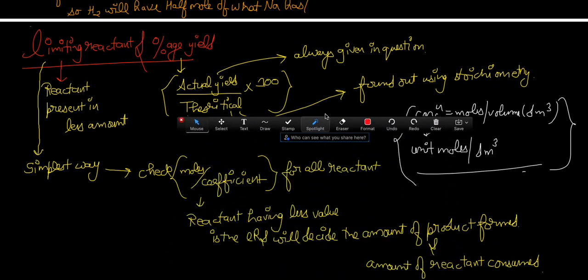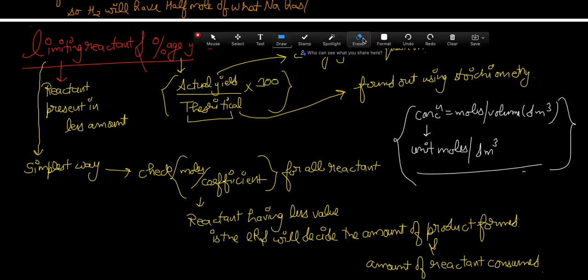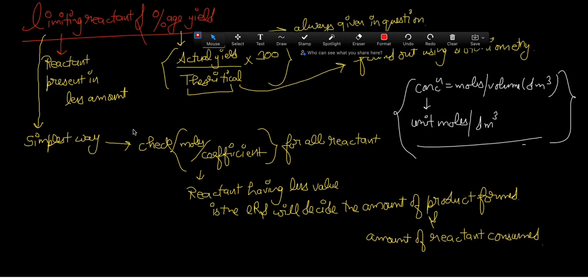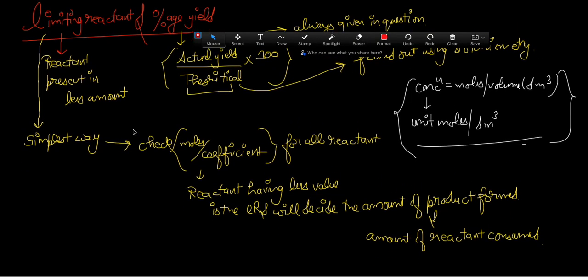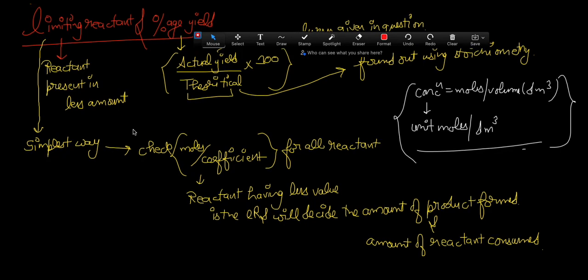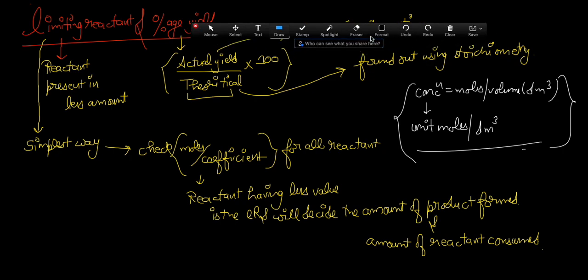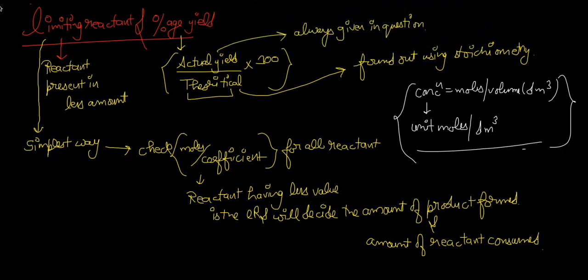Now comes the limiting reactant and percentage yield part. So let's study this as well. Okay, so the theory for this: why is limiting reagent required first of all? So let's have a look at this. The same question we did, I'll prove using that only. So have a look at this.